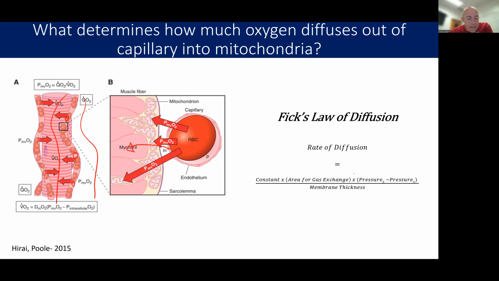So simultaneously with your increase in cardiac output and simultaneously with your increase in blood flow, you also have all these other things that are increasing your ability to diffuse the oxygen out very quickly. So all these things take place to help contribute to your VO2 max.